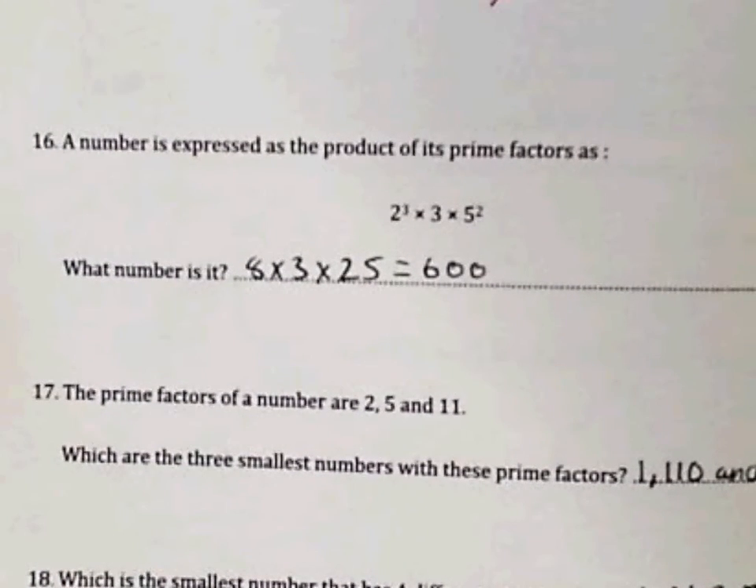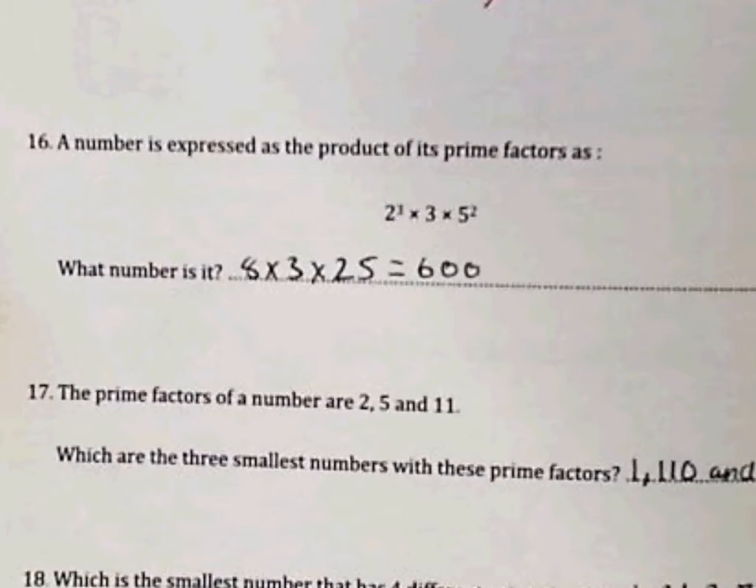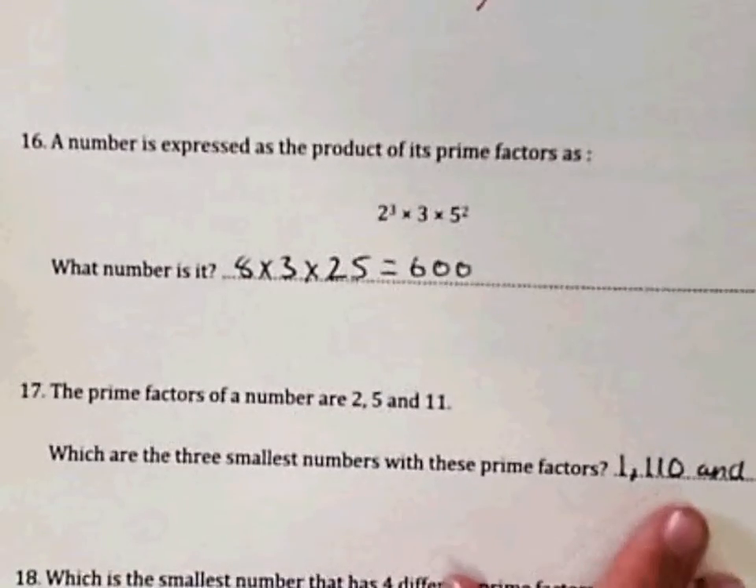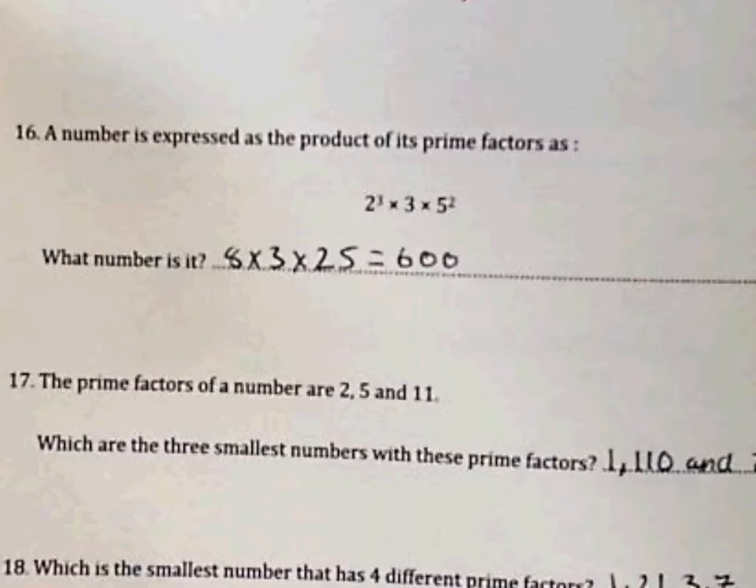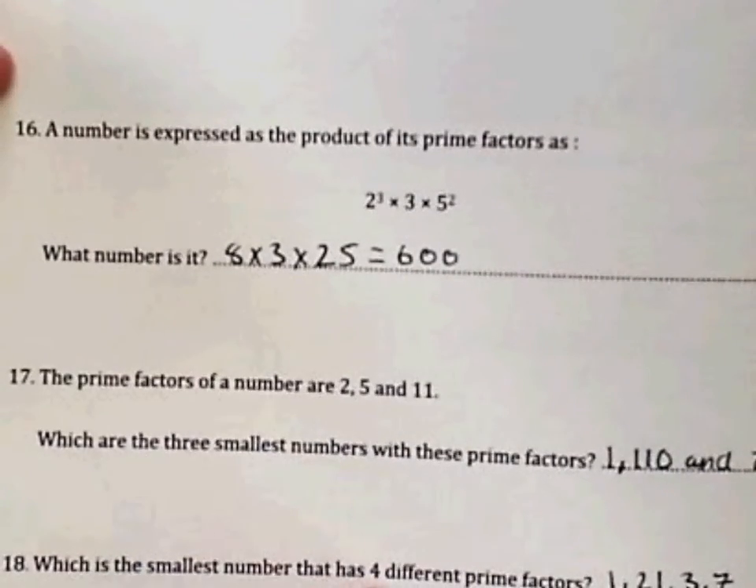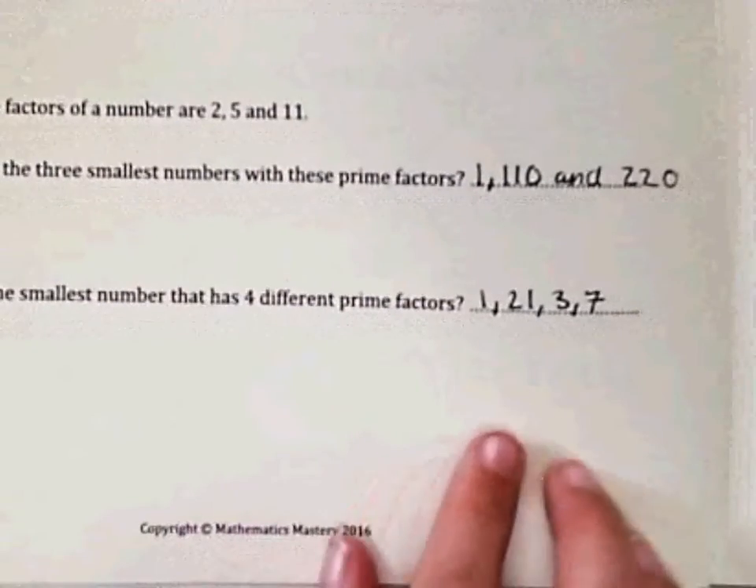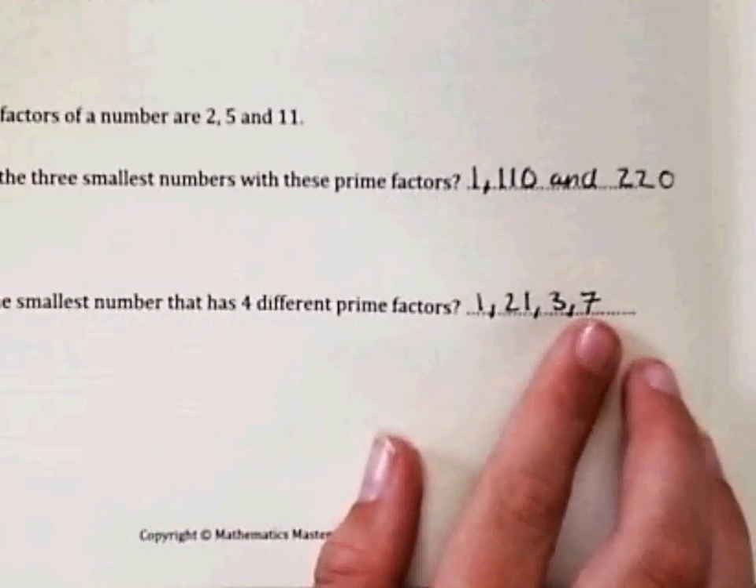And then the prime factors of a number are 2, 5 and 11, which are the 3 smallest numbers with these prime factors: 1, 110 and 220. And then which is the smallest number that has 4 different prime factors. Here is 1, 21, 3 and 7.